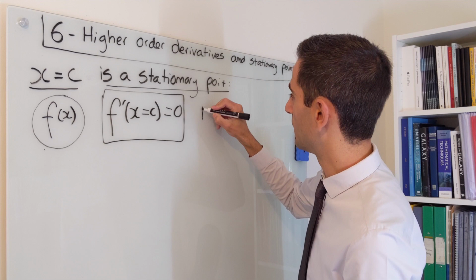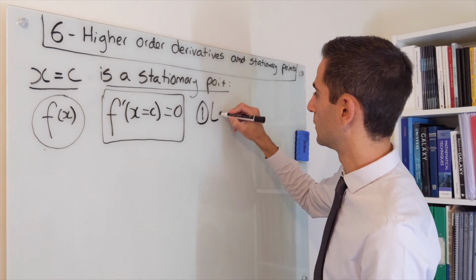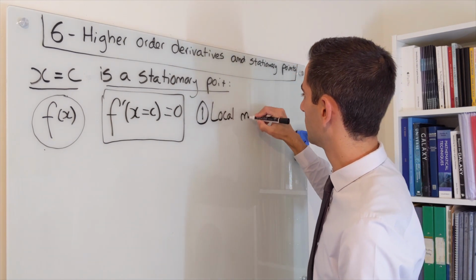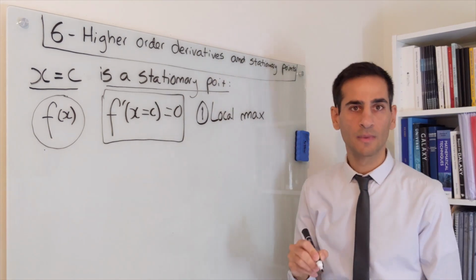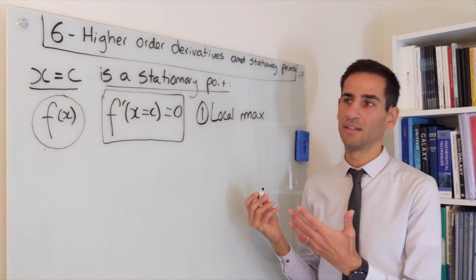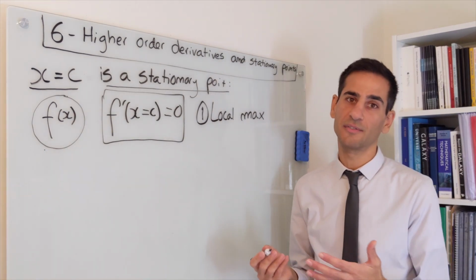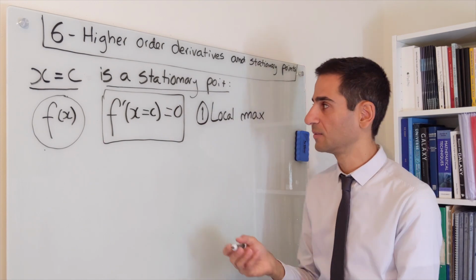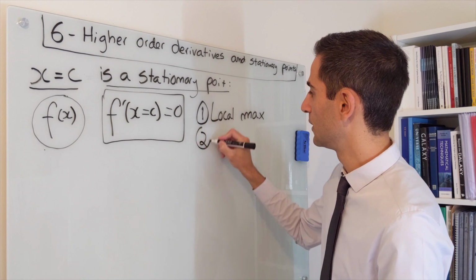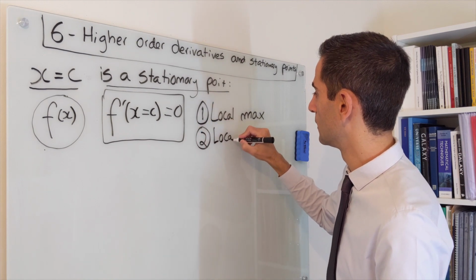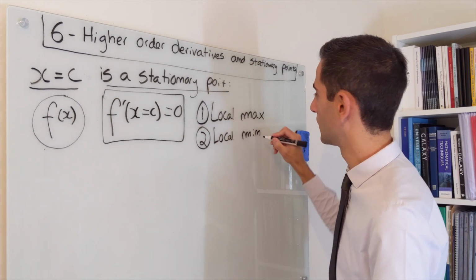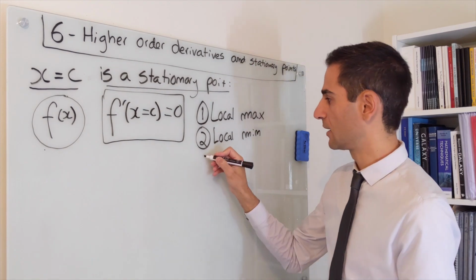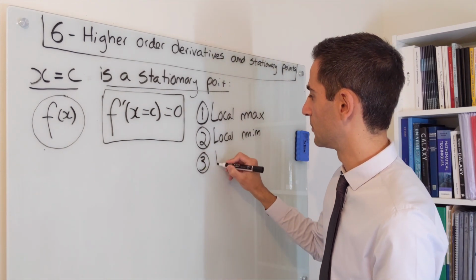For example, it may be a local maximum. And we'll see exactly which conditions it needs to satisfy for you to know that it is a maximum, and specifically a local maximum. Number two, it can be a local minimum point, or it can also be an inflection point.